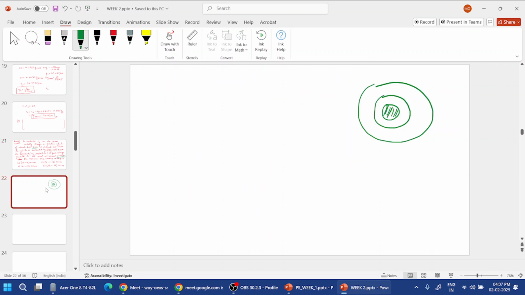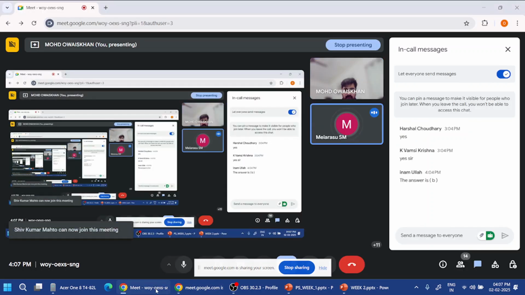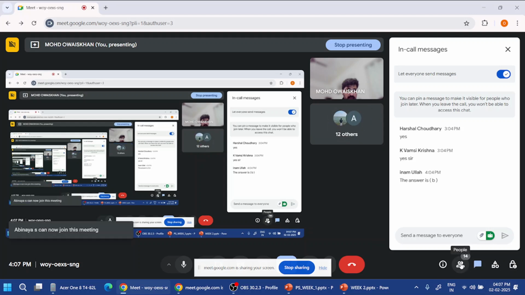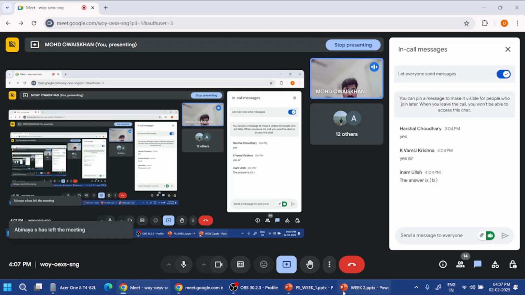Just a second. How will you access the chat box? If you have any query, you can write in the chat box, okay? Instead of using your mic.